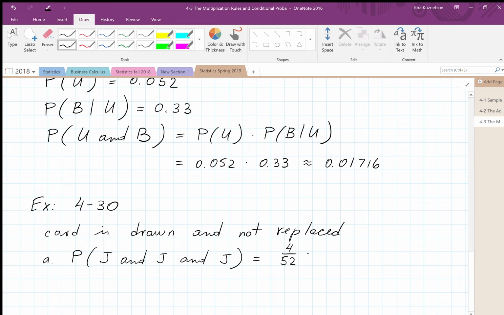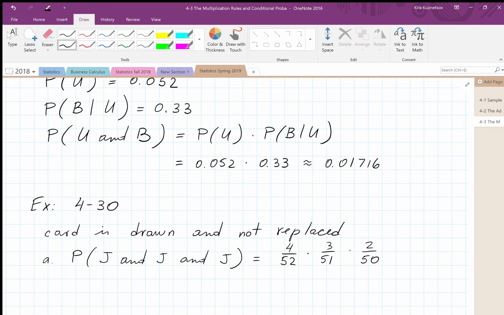Now, if I'm not replacing the card, that means that I have a jack in my hands, and now the deck has 3 jacks and only 51 cards. So the probability of getting the next jack is 3 out of 51. Now, if I have 2 jacks, now there's only 2 that are left in the deck, and only 50 cards left in the deck. So what I end up with is this.